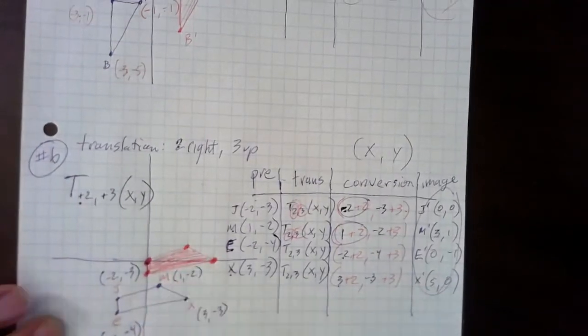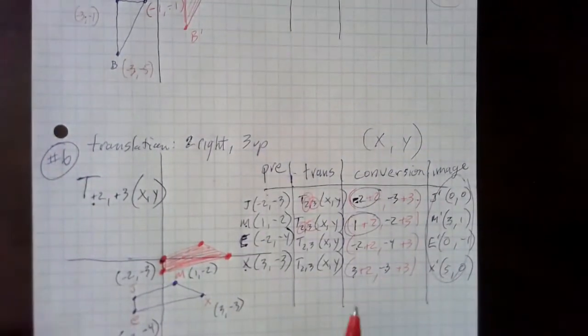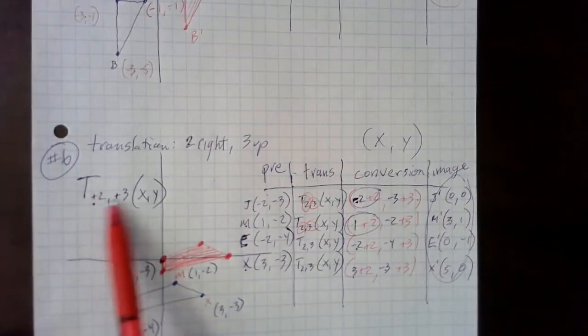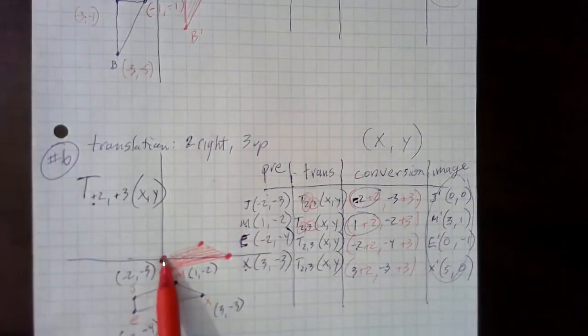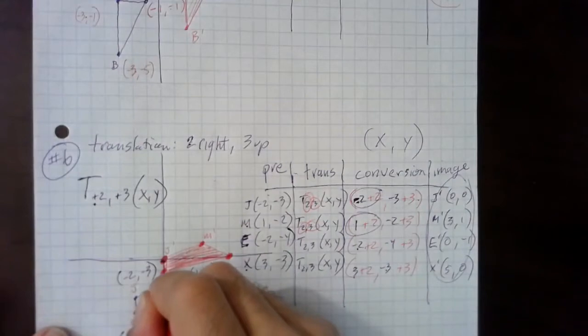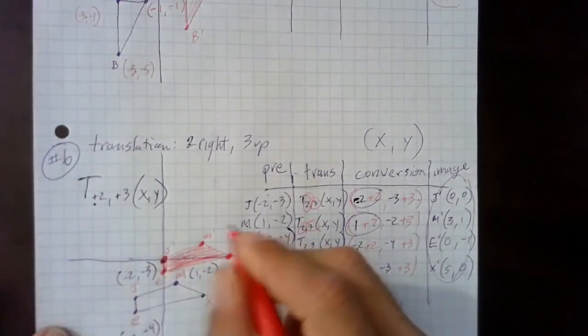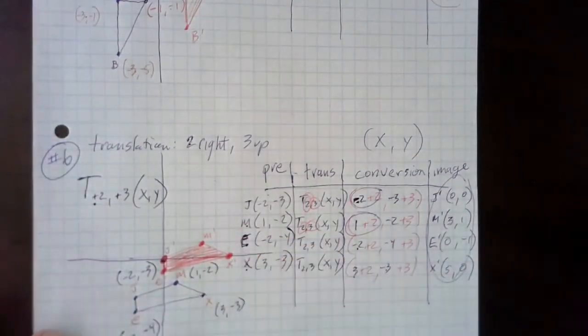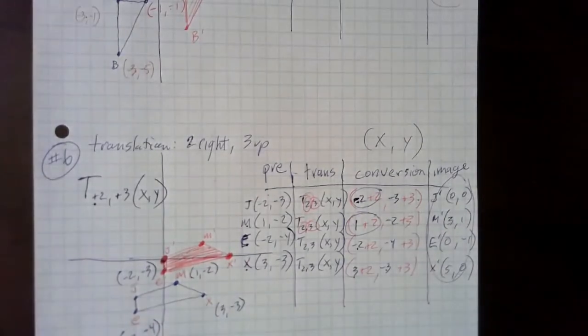Okay. So let's look at what we did all together. Well, we can double check ourselves. Did it go to the right 2 and up 3? To the right 2, up 3, J. Yeah. To the right 2, up 3, E. To the right 2, up 3, M prime. To the right 2, up 3, X prime. So yeah, this is it. J prime, M prime, E prime, and X prime. Okay, so those are all of the values, all of the points moved.